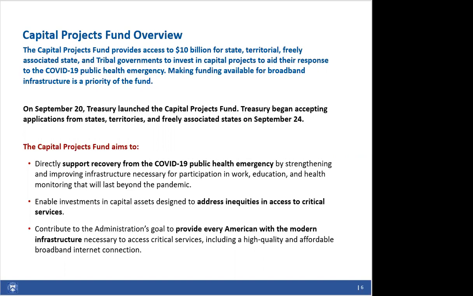The second is equity. As Secretary Yellen has said, long before COVID infected a single individual, we were living in an economy where certain segments of the population were falling further and further behind. This fund aims to address those inequities by improving access to critical services in communities with a critical need. And third, lasting infrastructure. This fund aims to contribute to the administration's goal to provide modern infrastructure necessary to access critical services, including broadband access.